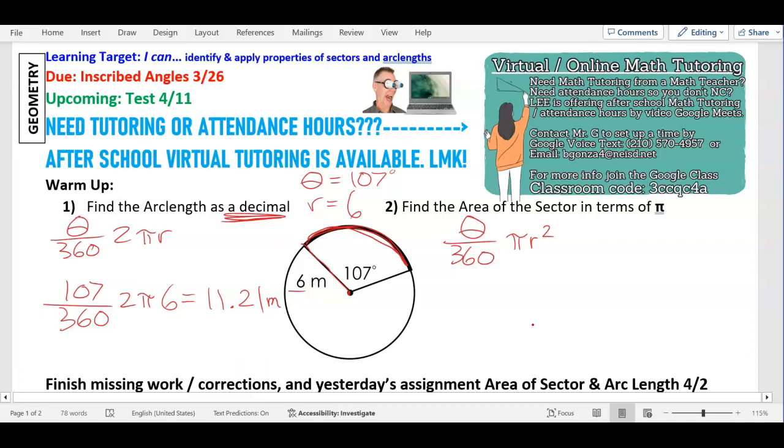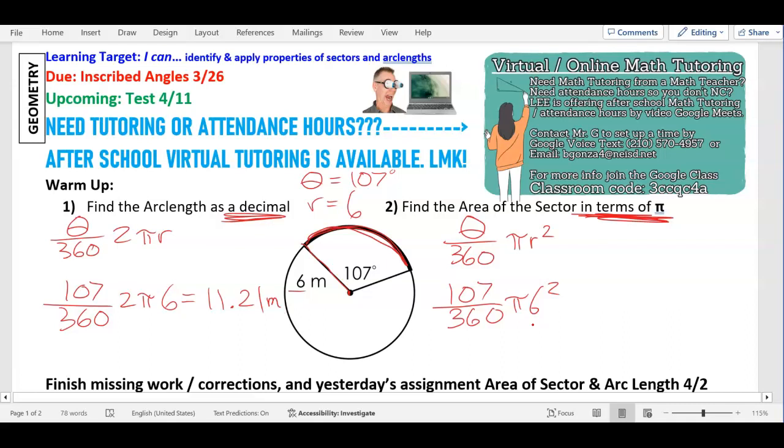Now, let's do the next one. Theta over 360 pi r squared, that's what you use when it says area of a sector. So let's plug in. Theta is 107 over 360. Pi r squared is pi 6 squared. Now, if you were not here yesterday, look over here. This is very, very important. Do you see how it says in terms of pi?